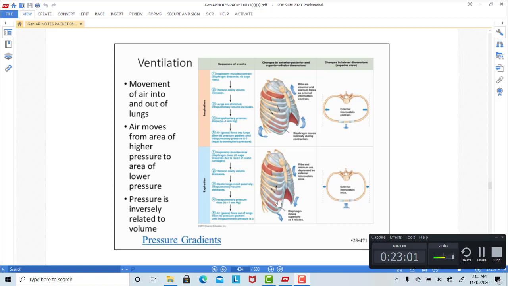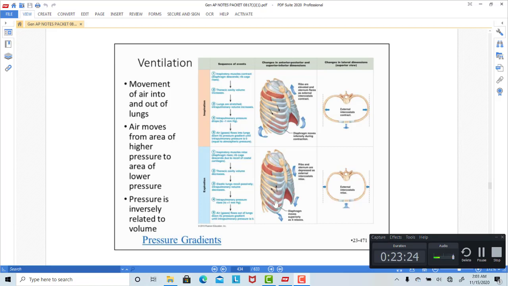Boyle's law relates pressure and volume, and states that if we increase the volume of a space, we decrease the pressure of the particles inside that space. And if we decrease the volume of a space, we increase the pressure, because with less volume, there's more contact between particles, and that increases pressure.